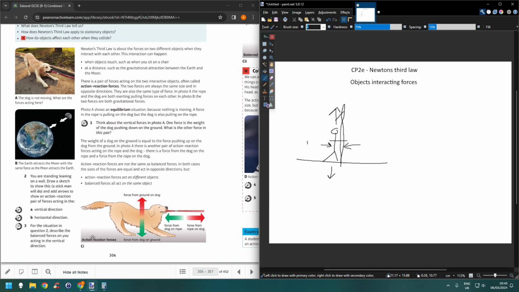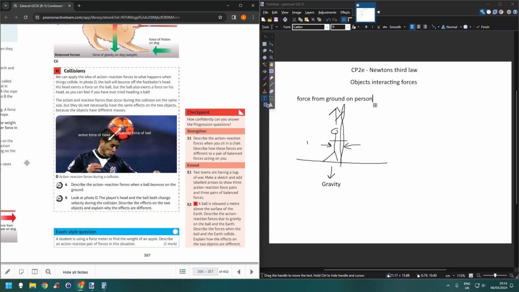For the situation in question 2, describe the balanced forces on you acting in the vertical direction. So the more detailed version of human on floor, floor on human. That would be gravity and force from ground on person. So that would be the answer to that.